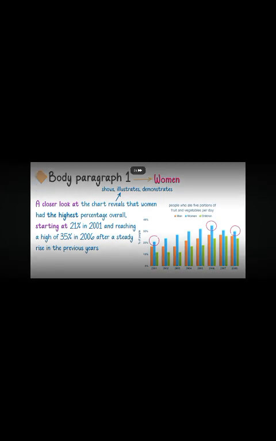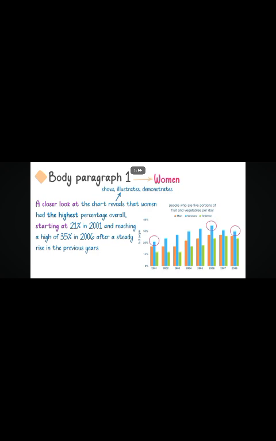So when you say a steady rise in the previous years, the reader will know that before 2006 and after 2001, there was a slight or steady rise in the percentage of women, right? And our last word here, by 2008, the figure had declined slightly to 30%. This is a very good paragraph. Why? Because I wrote about the starting point, and then I wrote about what happened during the period from the starting up to the ending point, and then I provided the data for 2008, which is the ending point, right?